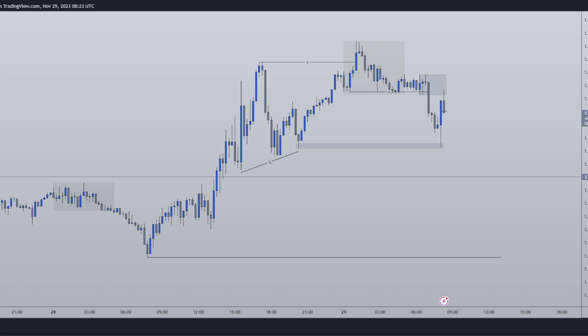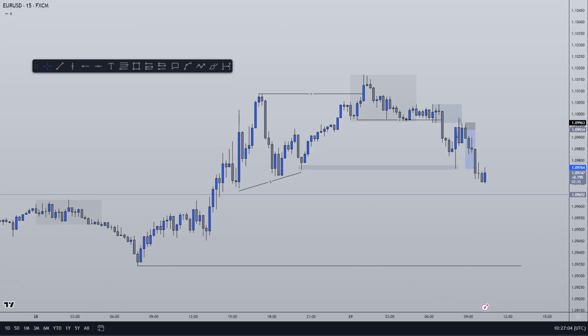As you can see here, this is the before. What I'll do is show you the after, and then I'll show you the thought process behind it. This is before I marked it up, at 23 minutes past 8 this morning. I was looking for price to mitigate this zone and continue to the downside, okay?